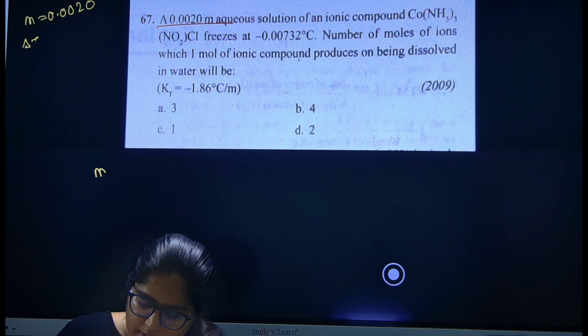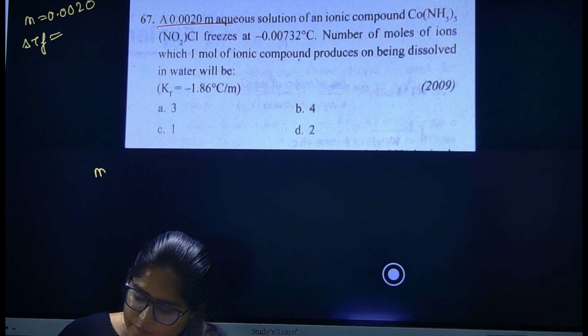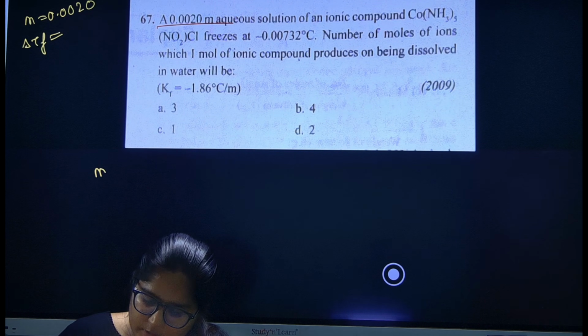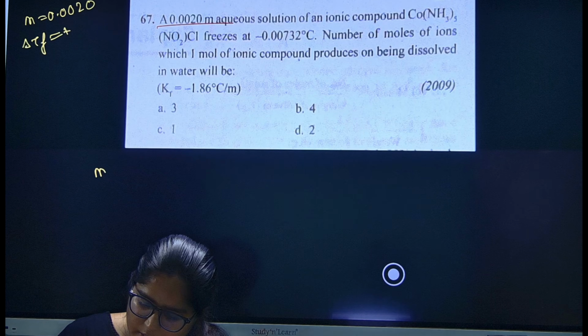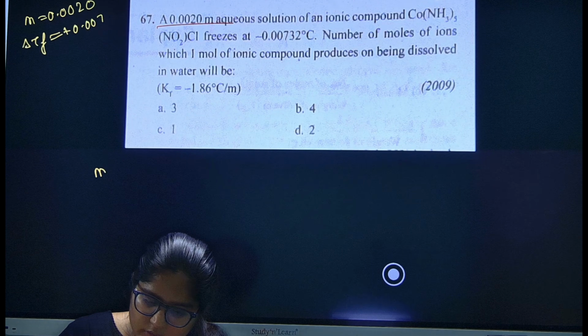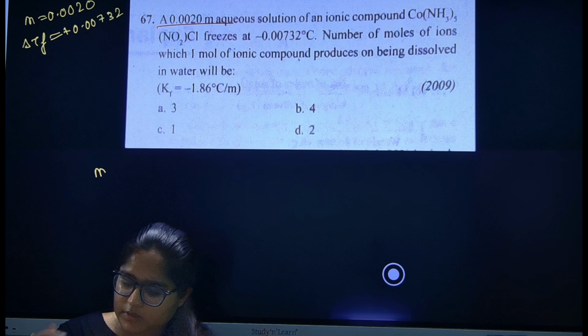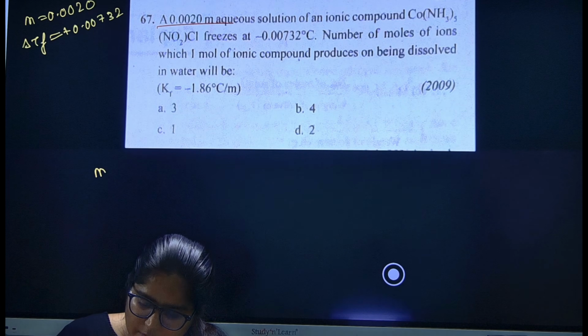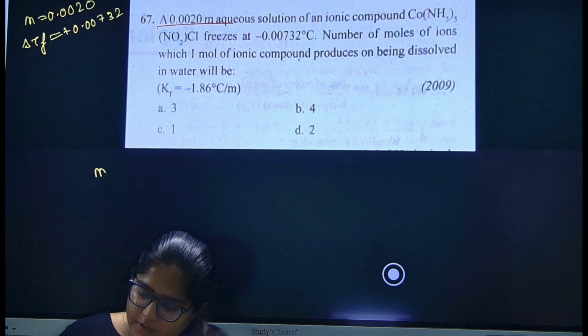0.0020. Okay. Delta Tf, how much have they given? It freezes at minus, and minus means you will just add plus, so it becomes delta Tf 0.00732. Okay. Then after that, number of moles of ions, very important.